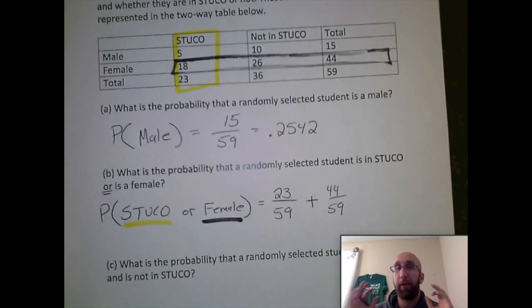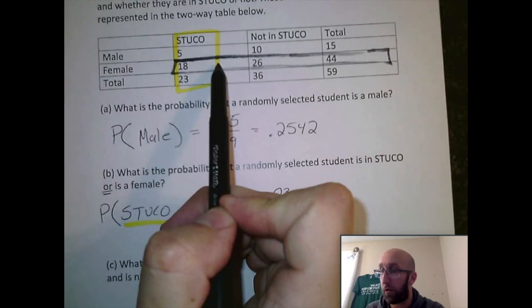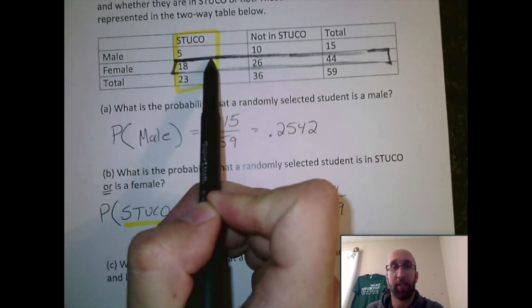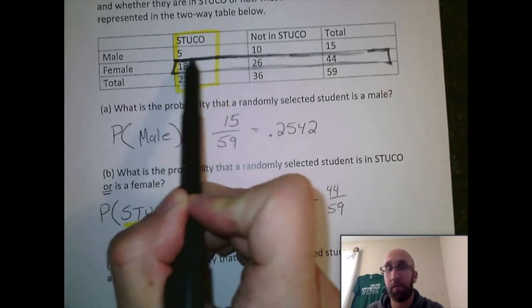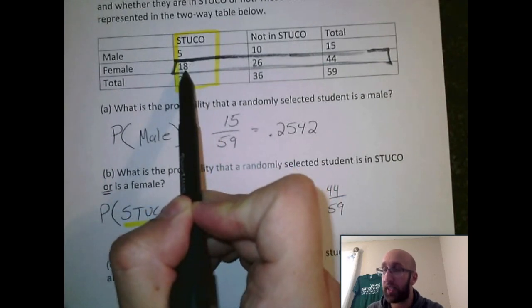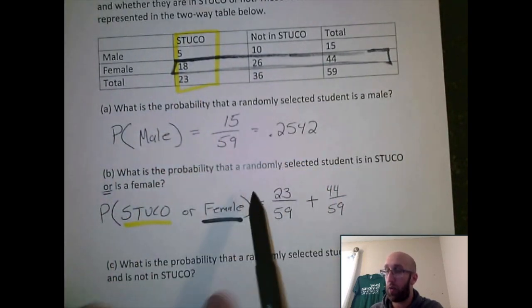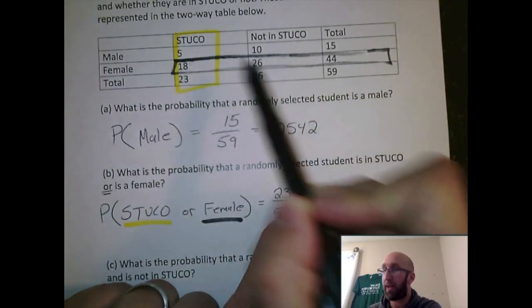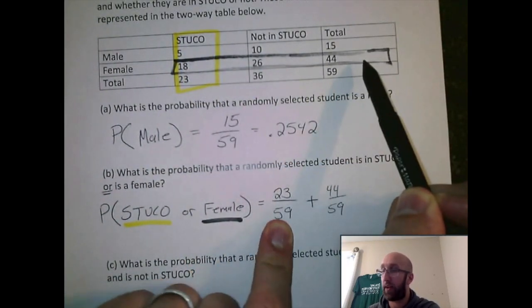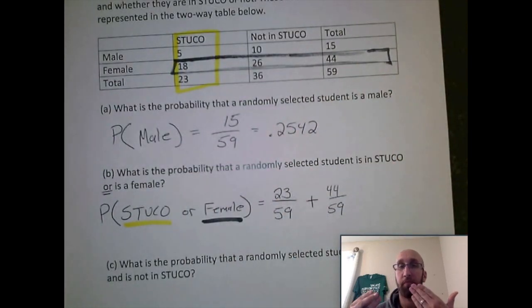Now, the reason why I like to highlight the row and the column that we're focusing on there is we should see that things were not disjoint. They were not mutually exclusive, meaning there was overlap there. My yellow rectangle and my gray rectangle, we overlapped right here. So these 18 students were counted when we did Stuco, and we counted them again when we did female. So I counted those 18 students twice.